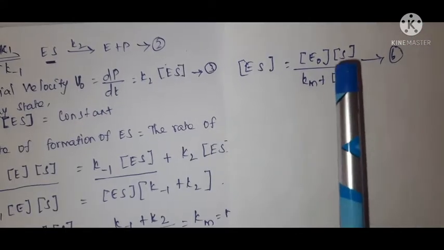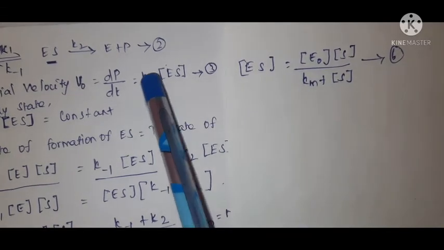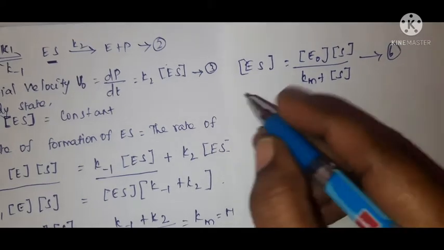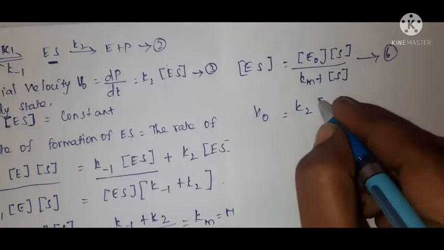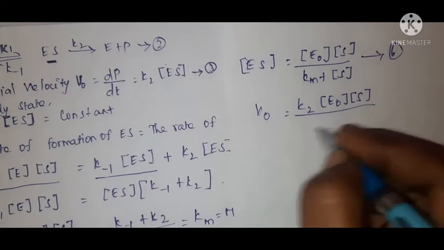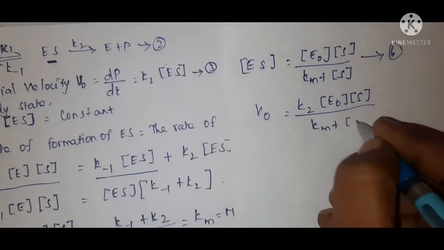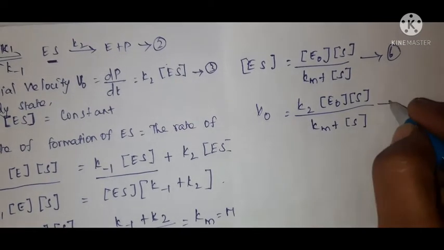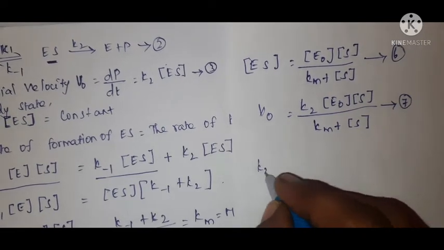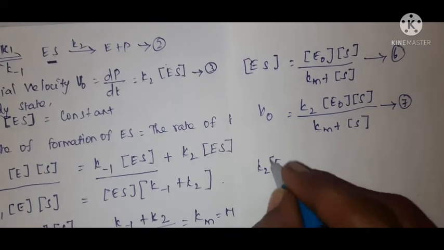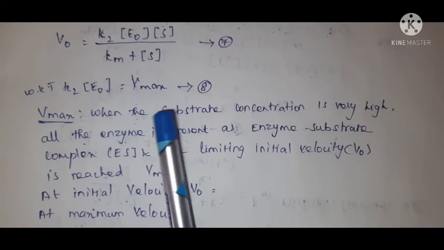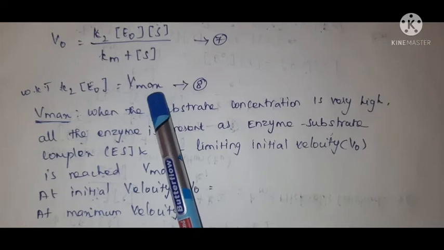So you just substitute this equation 6 in equation number 3. V naught is equal to K2 into the enzyme substrate complex, that is E naught into S divided by Km plus S. Okay. So this is your equation number 7. Here K2 into E naught is equal to V max. So here your V max is nothing but the maximum velocity.